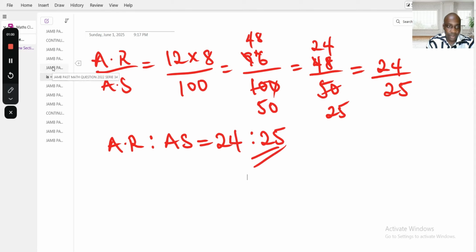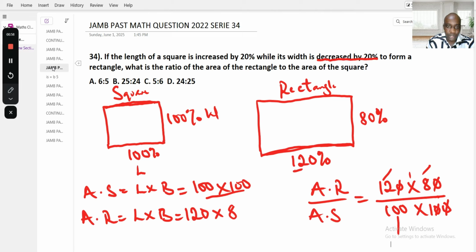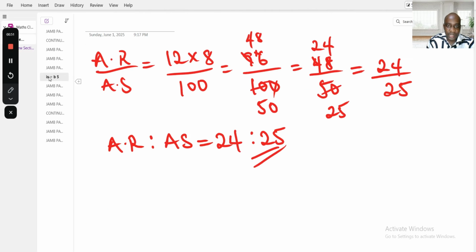Let's check whether we get the answer. 24 by 25. Yes, our answer is what? D. Our answer is D. Let's check. Yes, 24 by 25, D. Let's move to the next question.